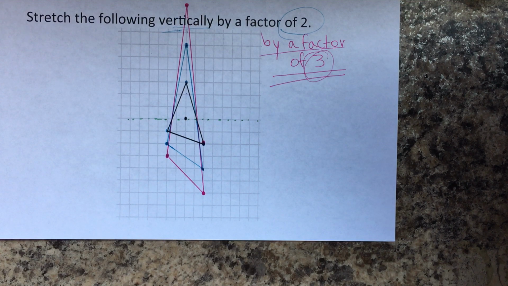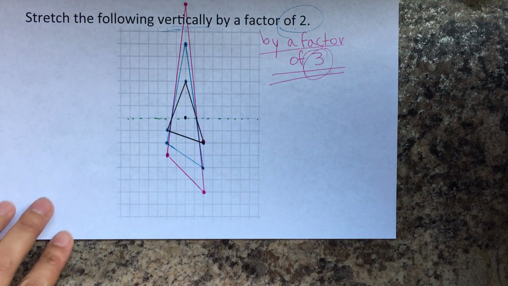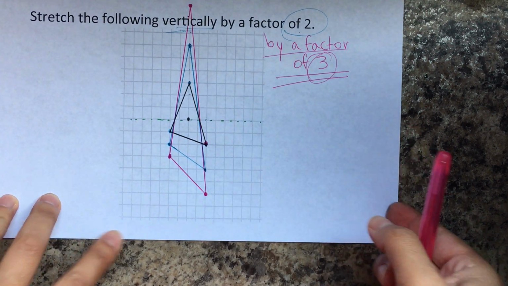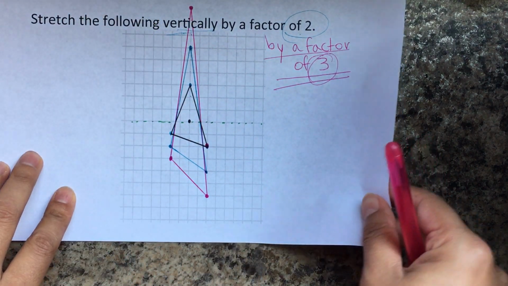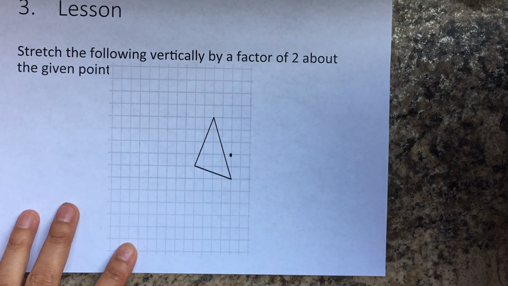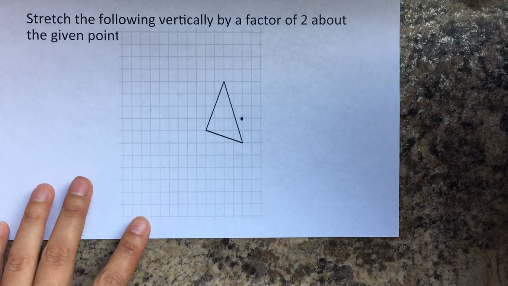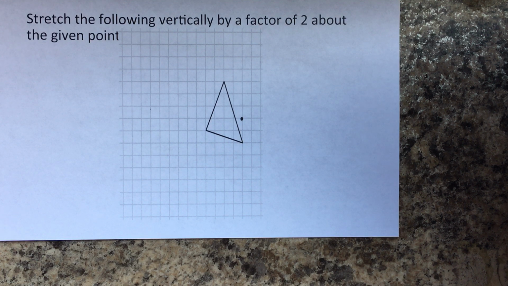Okay, so it's not necessarily only by a factor of 2, but it can be other factors. Now imagine by 4. Okay, so now we're going to stretch the following figure vertically by a factor of 2 about the given point. What's different about this figure?